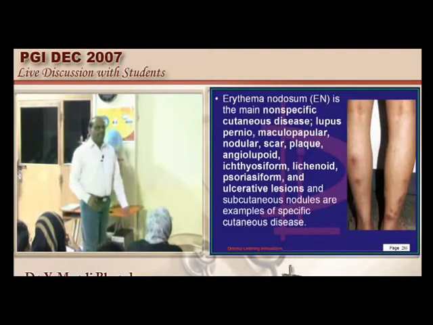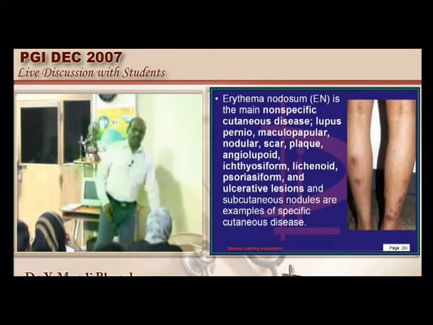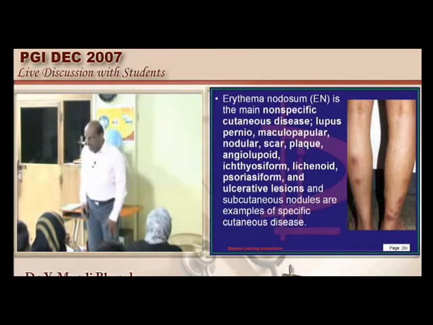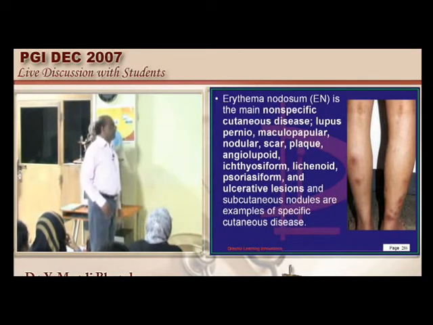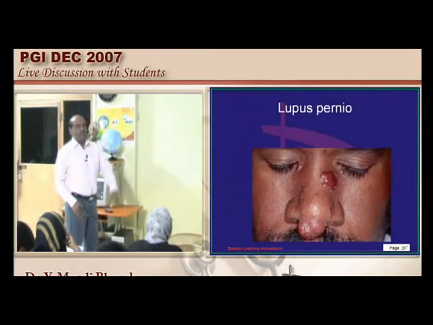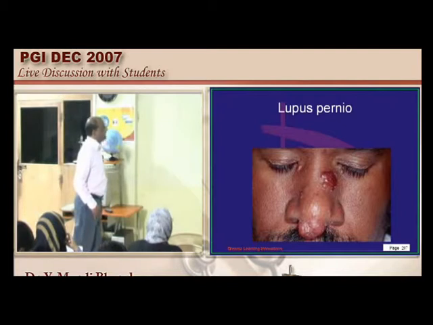What are the classical manifestations of sarcoidosis in the skin, doctor? Erythema nodosum, which is also called panniculitis, inflammation of the fat tissue, can be found. Lupus pernio, this kind of lesions on the skin are found. Lupus pernio is another cutaneous manifestation.